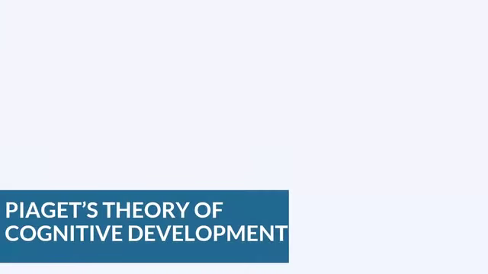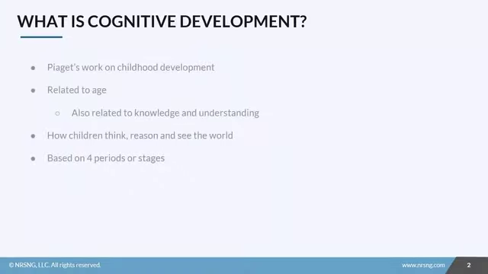In this lesson, we're going to focus on Piaget's theory of cognitive development. So I'm sure you guys are saying, well, what the heck is cognitive development? Well, cognitive development is the study of how someone grows and develops over time, and it's based on Jean Piaget's work. And he focused a lot of his theories on childhood development. He created some really interesting research that focuses on how children think, how they interact, and how they see the world around them.